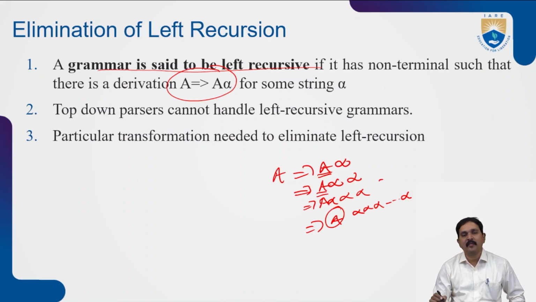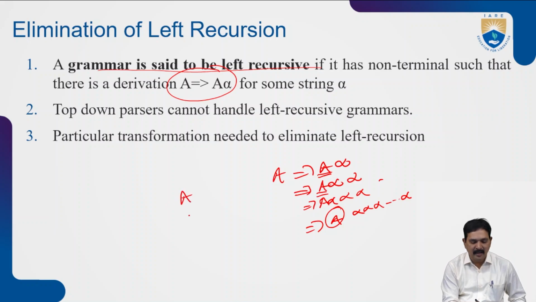What is the alpha? It is a combination of strings and non-terminals. This is called alpha. Capital A here, strictly, you should allow only a single non-terminal. So in the case of A implies A alpha, A is a single non-terminal and alpha is some combination of terminals and non-terminals. That is the basic idea for identifying left recursion in grammar productions.